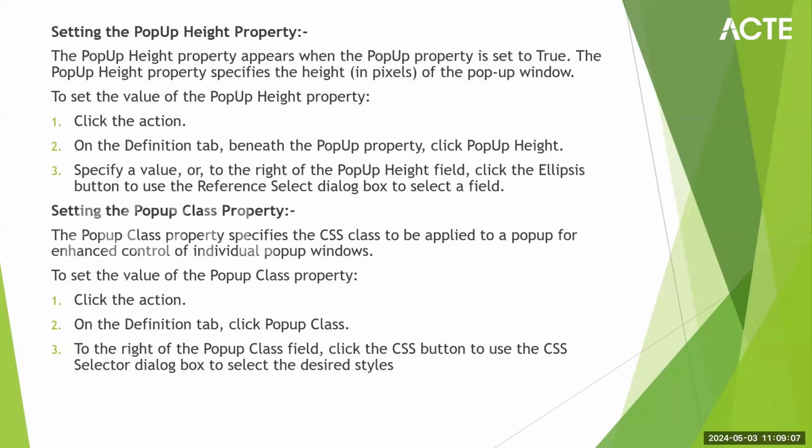So how do you do that? Click on the action, and on the definition tab beneath the pop-up property, click on the pop-up height. Specify a value, or to the right of the pop-up height field, click on the ellipsis button, and if we have already created that particular field, then you can map that height value.